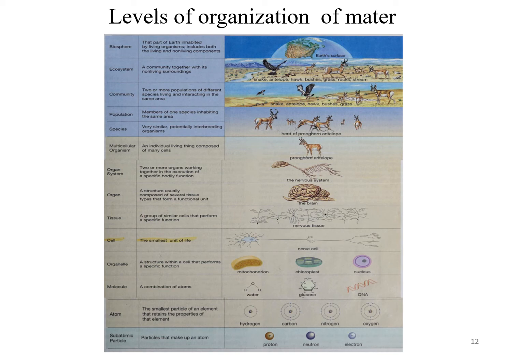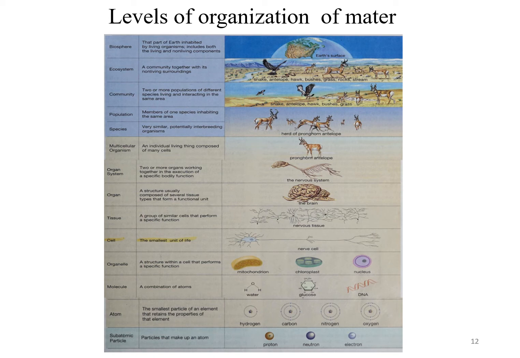A group of very similar, potentially interbreeding organisms constitutes a species. Then comes population. Members of the same species that live in a given area are considered a population. Populations of several species living and interacting in the same area form a community.